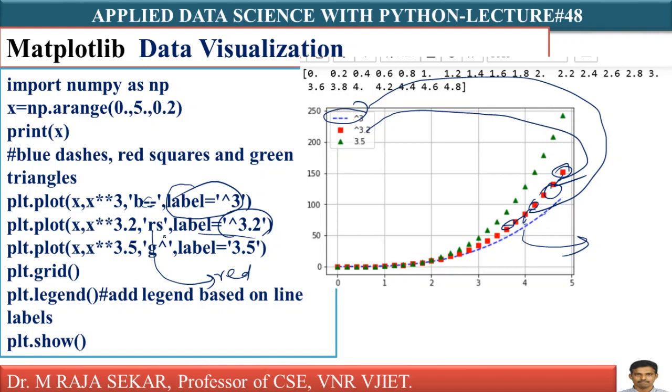And G, with the exponent symbol. G means it is something like a triangle, isn't it? Just see, you will get a triangle. This one. That's what it says, 3.5. Here, grid. I already explained what is grid. It will generate this type of grid, isn't it?